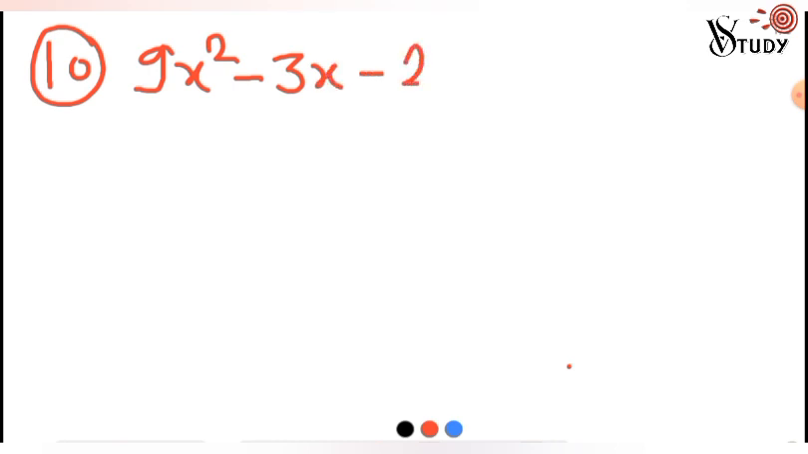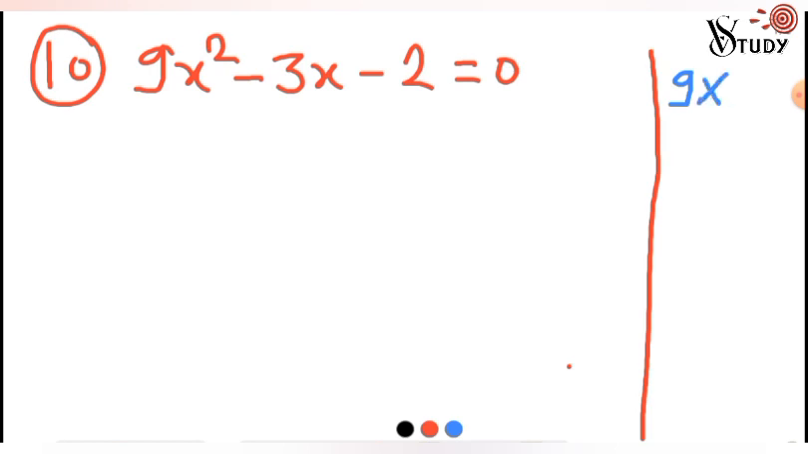Question number 10 is 9x square minus 3x minus 2 is equal to 0. So first we are going to multiply the coefficient of x square and the coefficient of constant term. The coefficient of x square is 9 and the constant term, that is c, is 2. So this product we have 18.